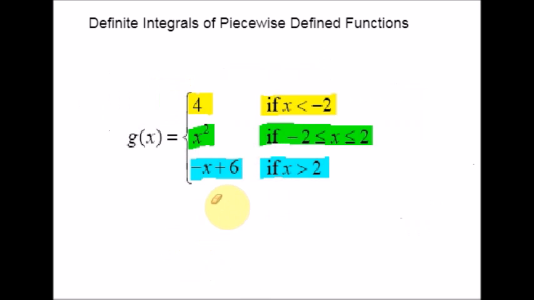Here in this example, g is a function which has a rule. It squares the input if x lies between -2 and 2, and the input changes its sign and we add 6 if x is greater than 2. Otherwise, for all other conditions, that is, x less than -2, the output is going to be 4. So this is what this function is saying to us.